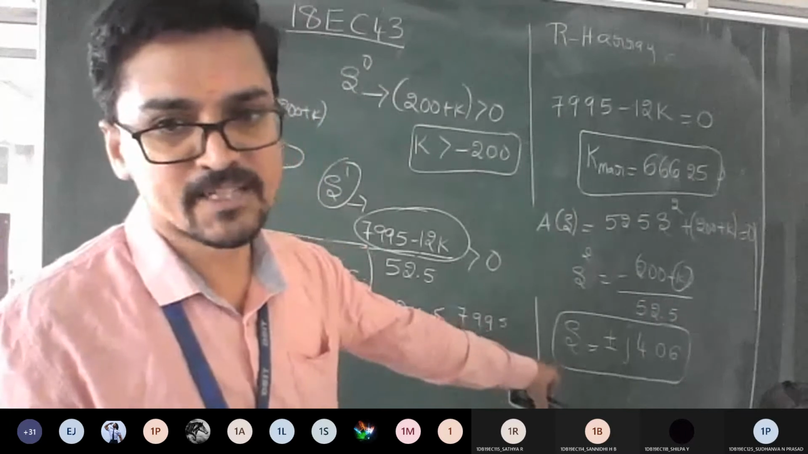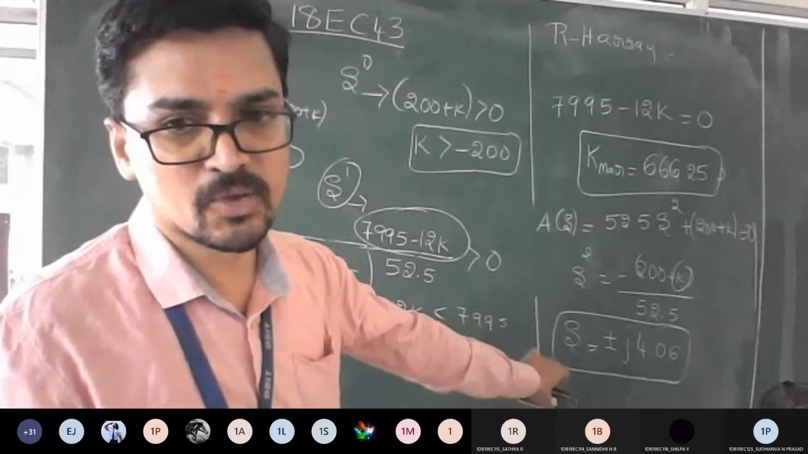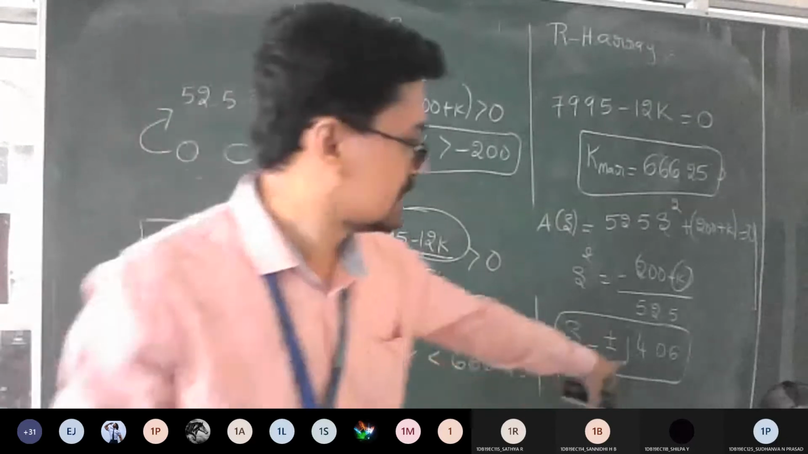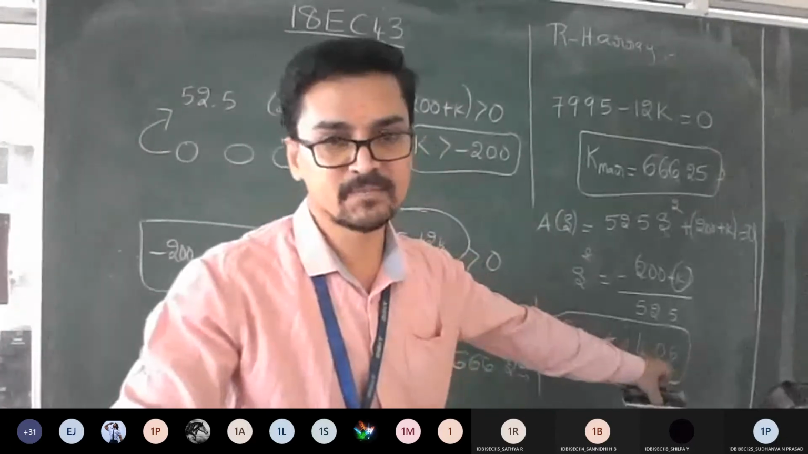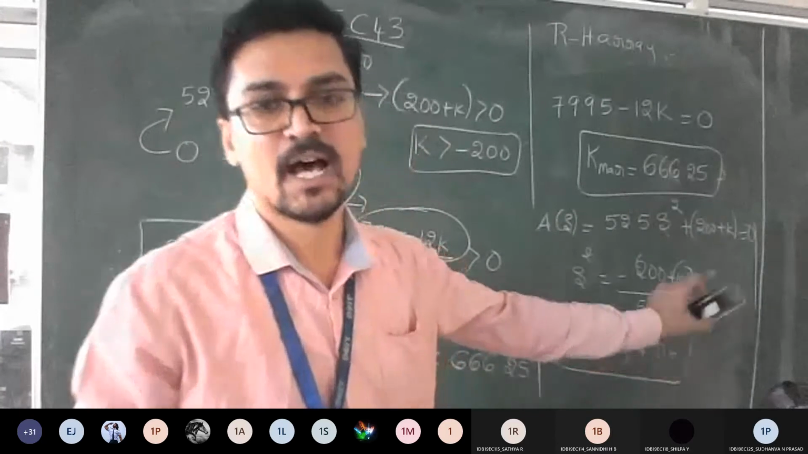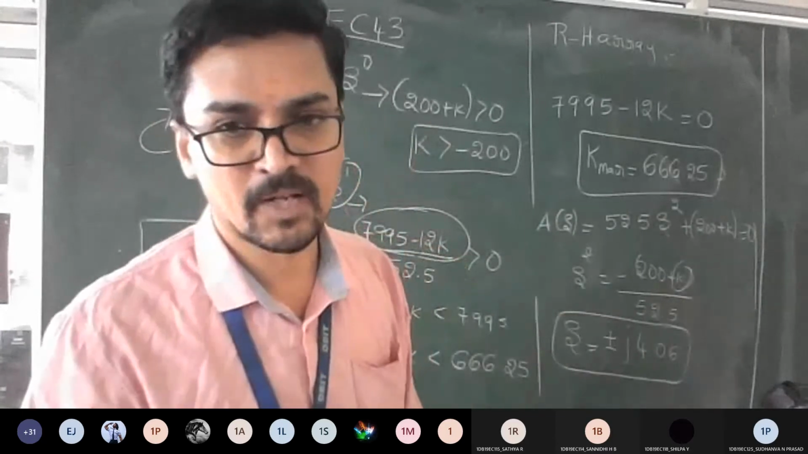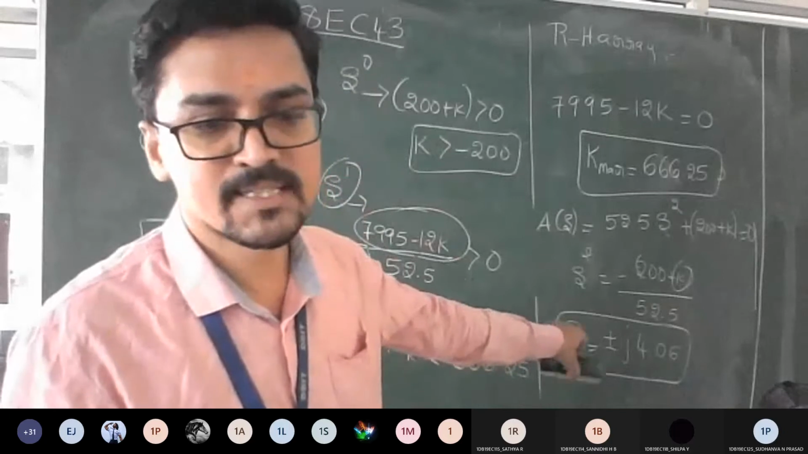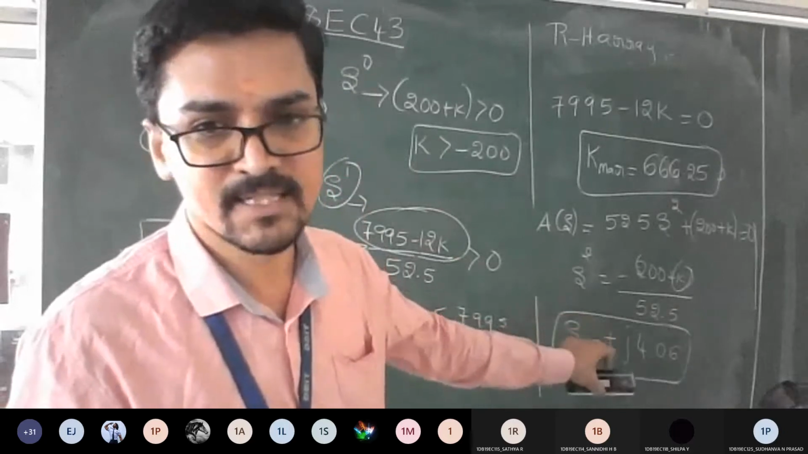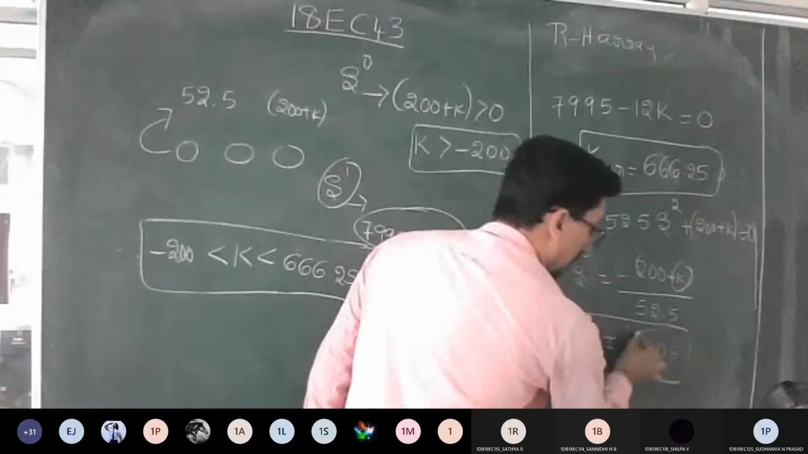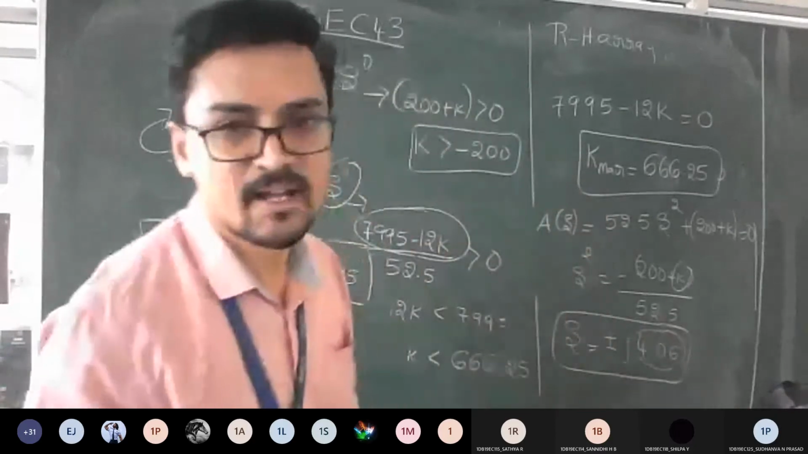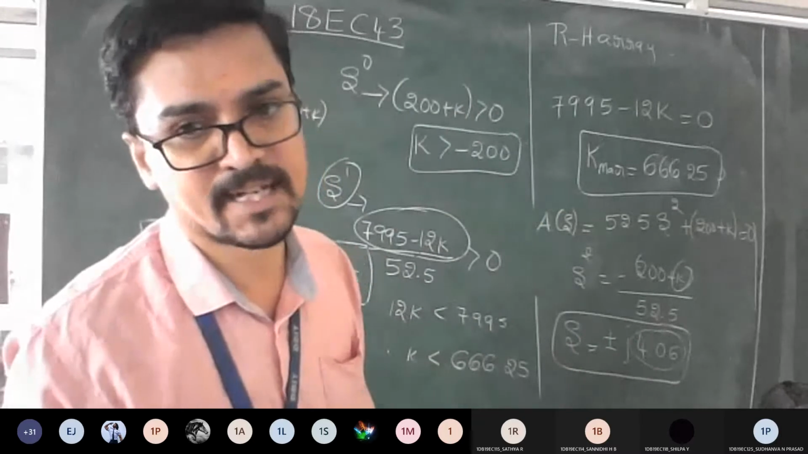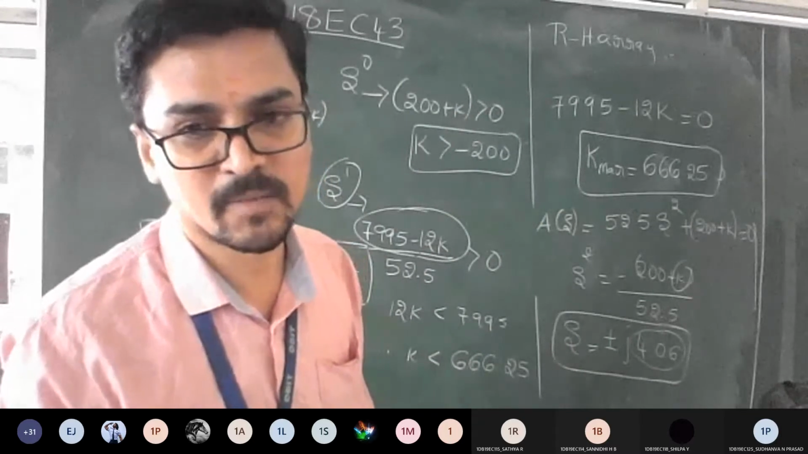After getting this root as the answer, you can conclude that hence the oscillation frequency is 4.06 radians per second. Don't write the complex term, just write 4.06 radians per second. I'll repeat: after getting the root, the final conclusion should be the oscillation frequency. Hence, the oscillation frequency is whatever you get along with j, that itself is the answer. So 4.06 radians per second. That concludes the problem.